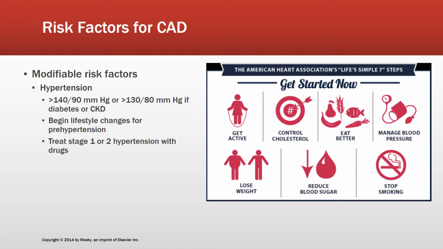I already talked about some of these modifiable risk factors, and hypertension happens to be the second major risk. Any blood pressure greater than 140 over 90, or if someone is diabetic, greater than 130 over 80, or if they have chronic kidney disease. It does increase their risk of death, and the stress of this elevated blood pressure continues to increase the atherosclerosis development.